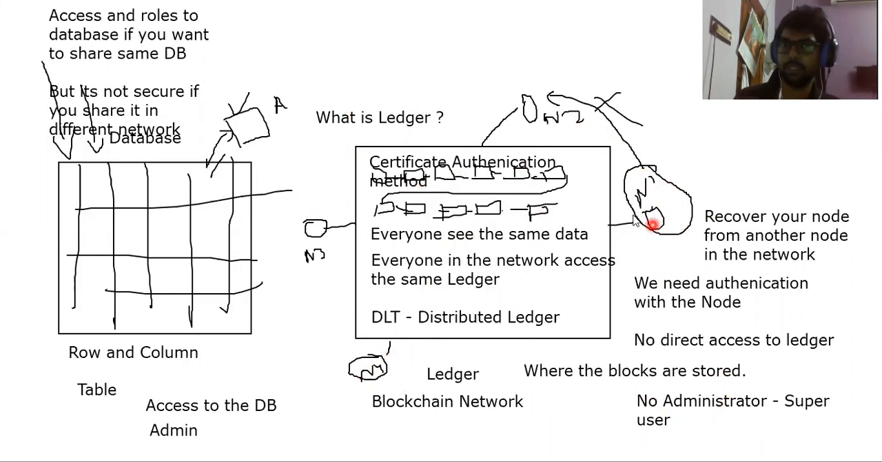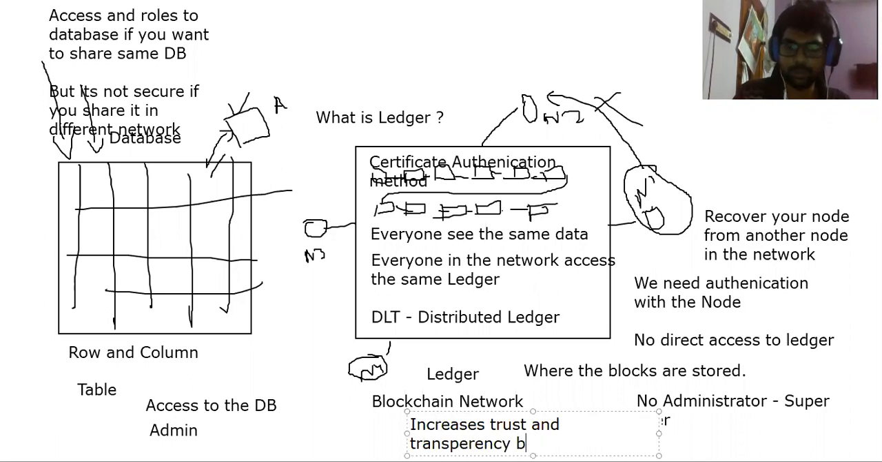Why? Because they are all using the same ledger. If something goes wrong here, I am also writing in the same book and you are also writing in the same book, so I know what you are doing and you know what I am doing. That is what blockchain is doing. It's giving trust and transparency. This increases trust and transparency between the parties. So that is why we use blockchain.